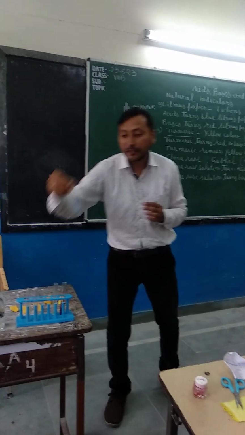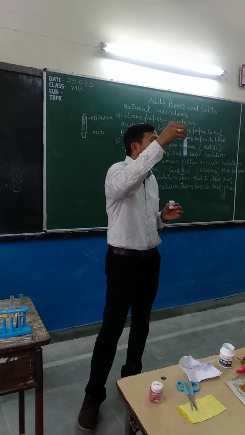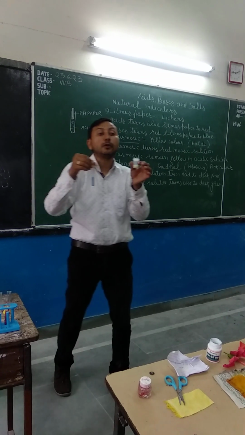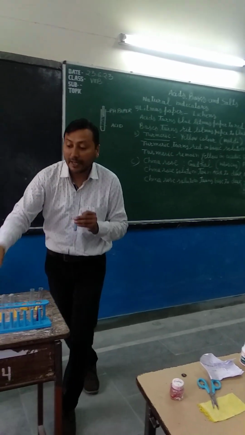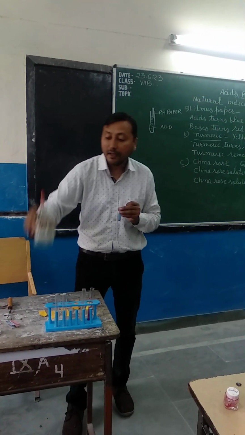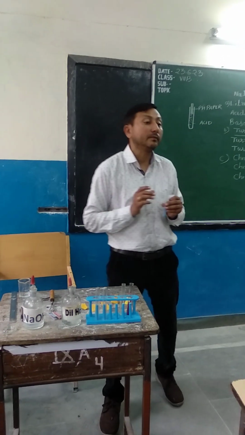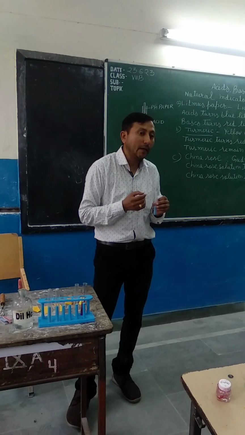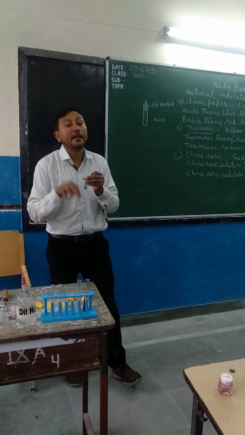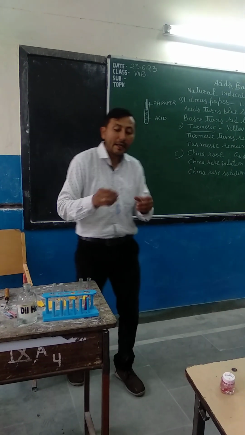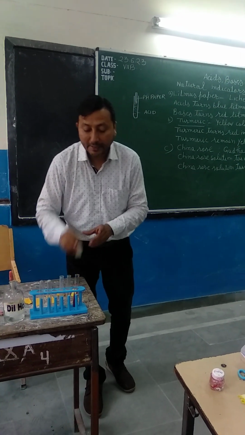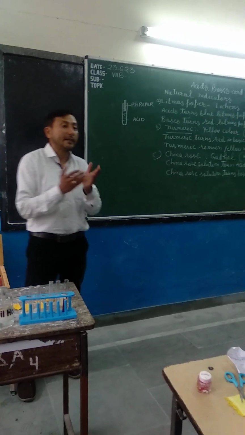For example, I have this washing powder. This is bitter in taste, but we cannot taste all acids and bases, because I have some strong acids and bases like HCl and NaOH, and we cannot taste them. They are corrosive in nature. If they fall on our skin, it gets burned. So that's why we have some special indicators to test whether a substance is acidic or basic.